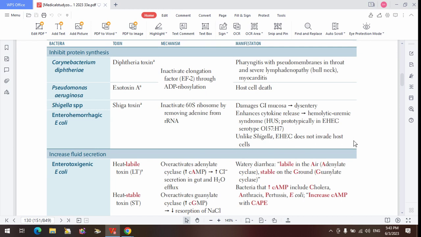So don't forget, enterohemorrhagic E. coli does not invade the cells, but the enteroinvasive form of E. coli can invade the cells. Shigella can also invade the cells. That is why the enteroinvasive form of E. coli causes bloody diarrhea too, or dysentery, but not because it inhibits protein synthesis, but because it can directly invade the cells.